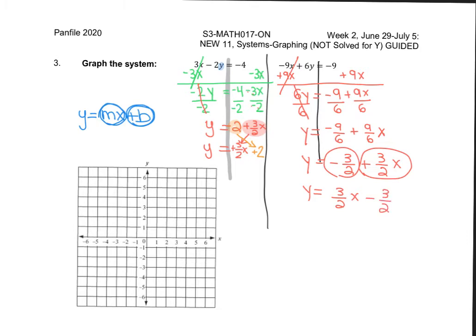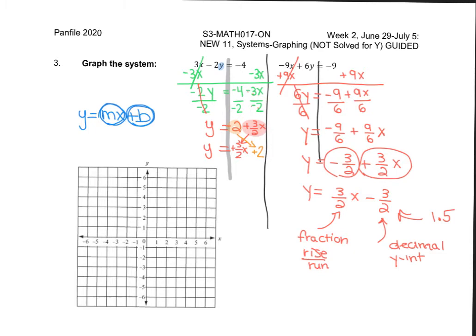3 over 2. Now, for this one, I need it to be a fraction because it's my rise over my run. But this one, it's my y-intercept, okay? So that one can be a decimal. So I can think about that as 1.5, or in this case, negative 1.5.